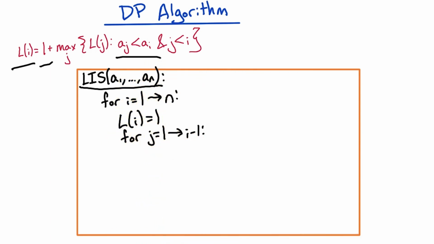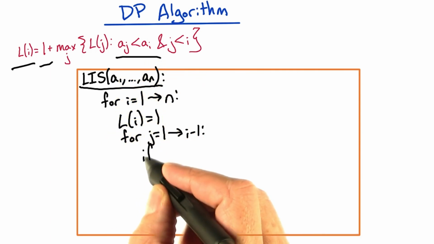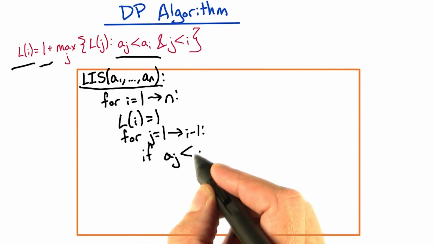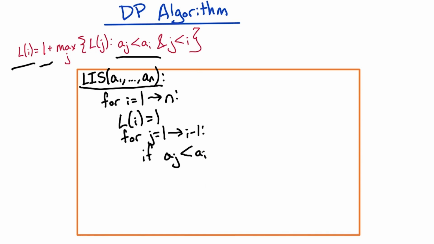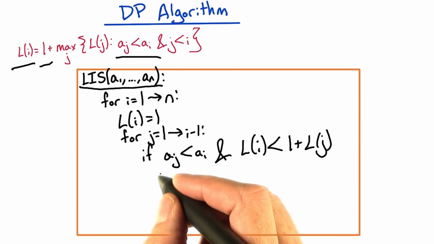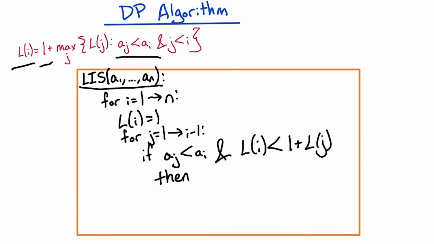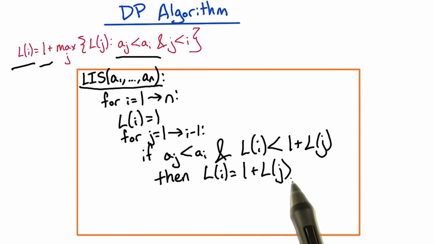Now we need to check that AJ is strictly smaller than AI. If AJ is strictly smaller than AI, then we need to check if the solution we can obtain by appending AI onto the end of the solution ending at AJ is longer than our current best solution. So if AJ is strictly smaller than AI and our current best solution, L of I, is strictly smaller than the new solution we can obtain by appending AI onto the end of L of J. In this case, we want to update our current best solution, which is now the solution that we obtained by appending AI onto the end of the solution that ends at AJ.